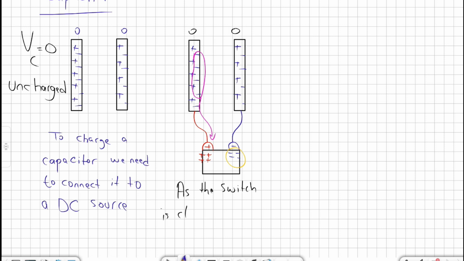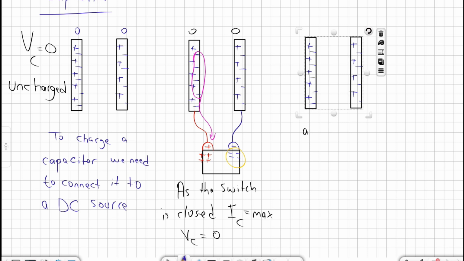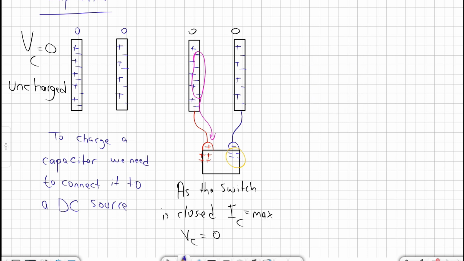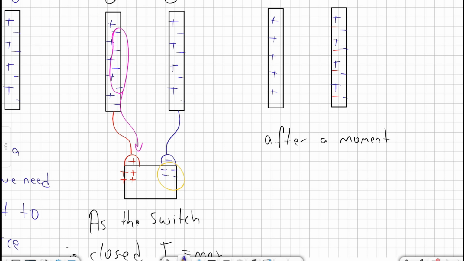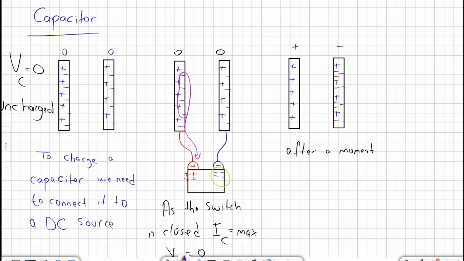As we close the switch, the current goes to maximum, but at the beginning, the potential difference is equal to 0. After a moment, we will see that the right side will have more electrons, and the left side will have more protons, positive charge. The left side will be positively charged, the right side negatively charged. As the capacitor is charged, the current stops, it becomes 0, so it acts like an open switch, and the potential difference in the capacitor will be equal to the potential difference of the battery, which is the maximum value.